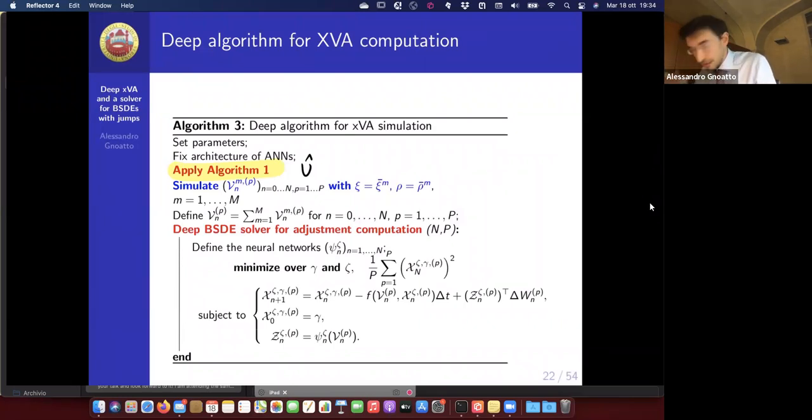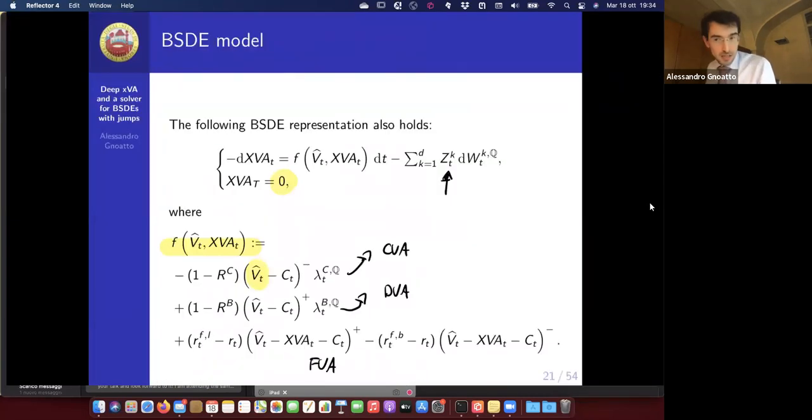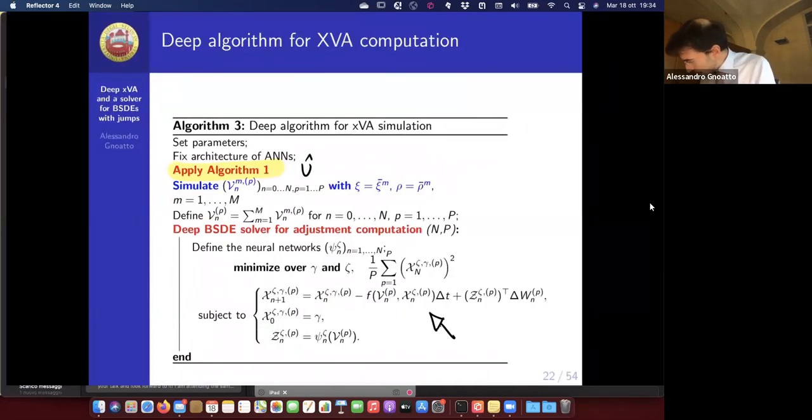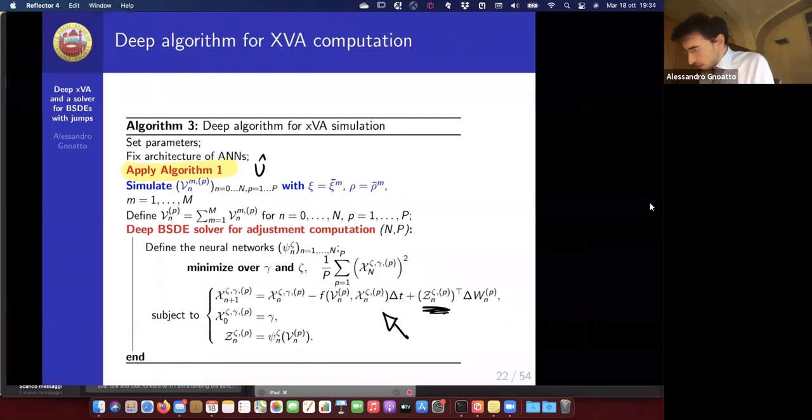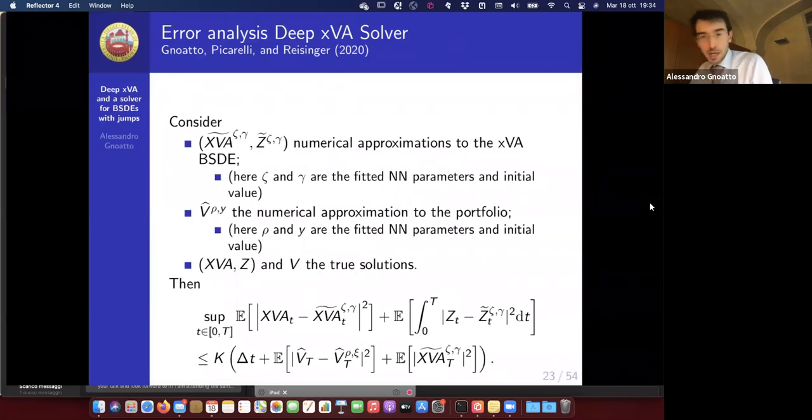Within the stochastic gradient descent loop, I will be recalling every time the BSDE of the clean value. And what you see here is just a discretized version of this BSDE, where now I am parametrizing again the controls by means of a second family of artificial neural networks. Great. So we were able to obtain some a posteriori error bounds for this algorithm 3.